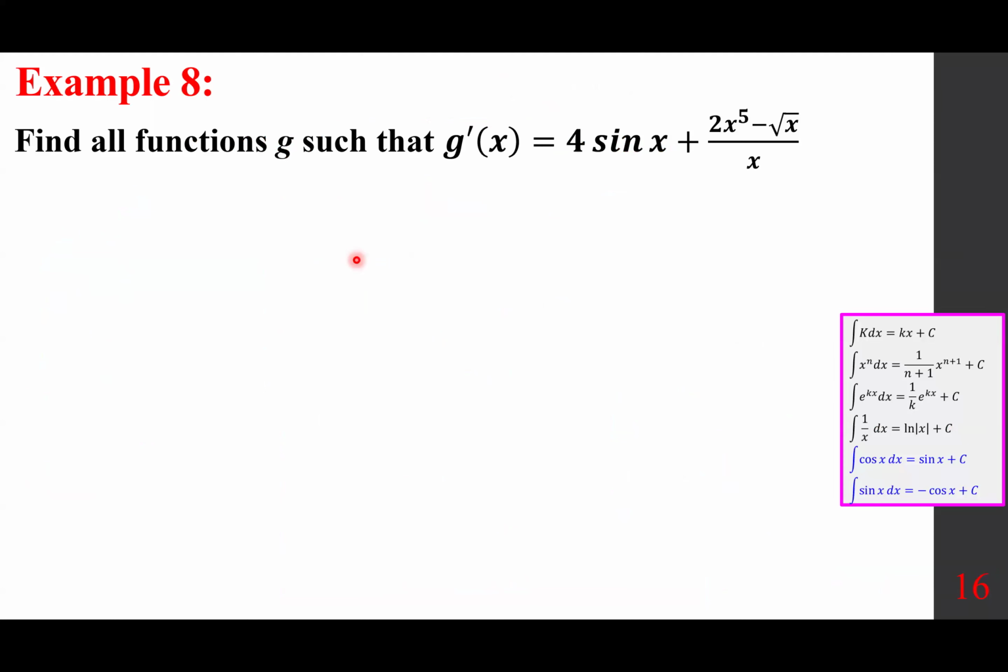So find all functions g such that g prime is 4 sine x plus 2x to the power of 5 minus square root of x over x.